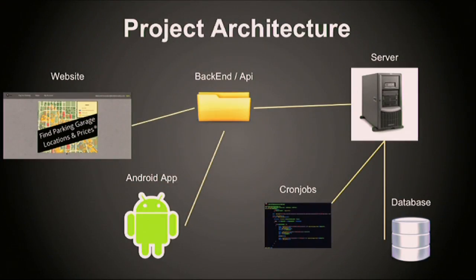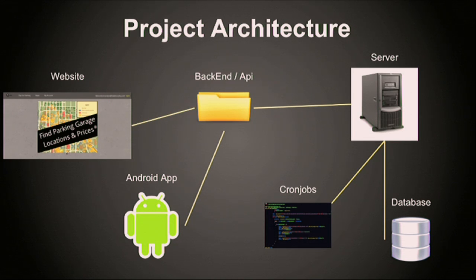We have our server that houses our database, our cron jobs, as well as our backend/API. So our database holds all of our data, such as your user information, your vehicle information, your park instance, and your ticket information, if need be. And then the cron jobs. These are single PHP files that live on the server that are set to trigger every single minute.